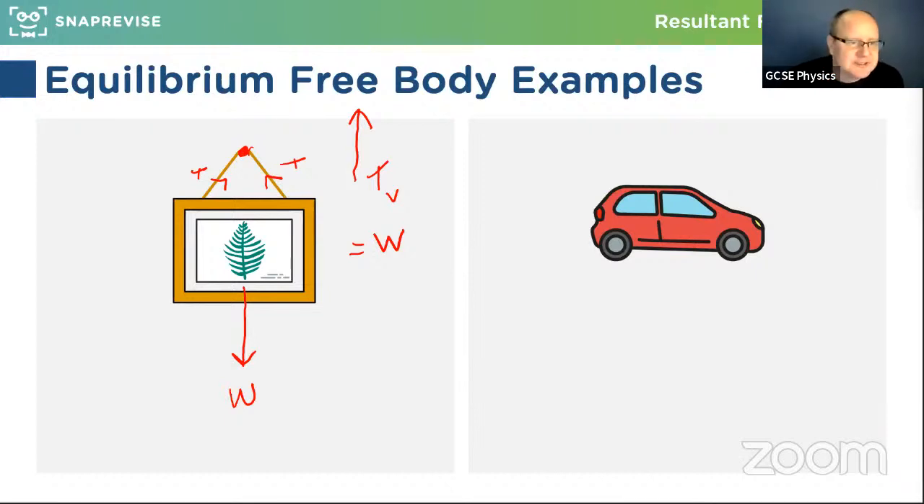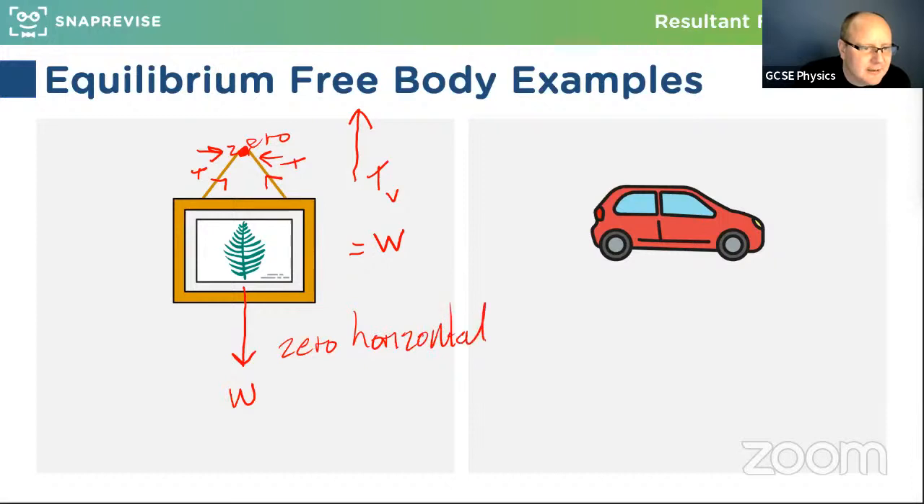So our vertical force from the tension in the strings equals the weight. There's obviously a little force to the right from the tension on the left here, and there's a little force to the left from the tension on the right here, and they balance each other out. So there is zero horizontal resultant force here, and there's also zero vertical resultant force acting on our picture. And we'll come to how you might work out the components of these forces at an angle in just a moment. Have a look at our car.